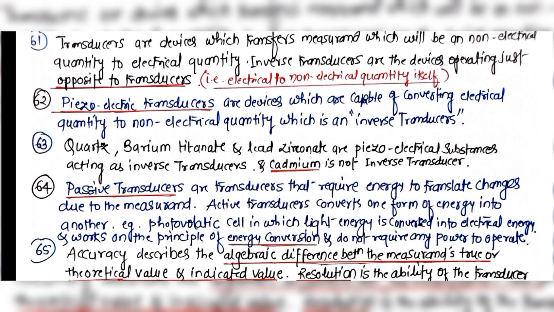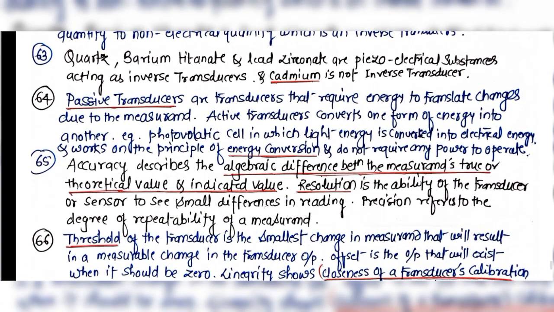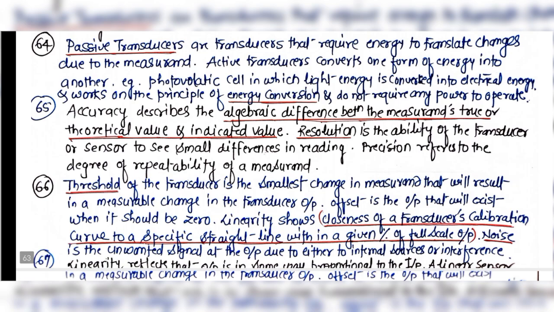Quartz, barium titanate, and lead zirconate are piezoelectric substances acting as inverse transducers, and cadmium is not an inverse transducer. Passive transducers are transducers that require energy to translate changes due to the measurand.